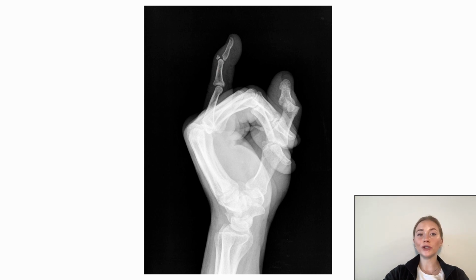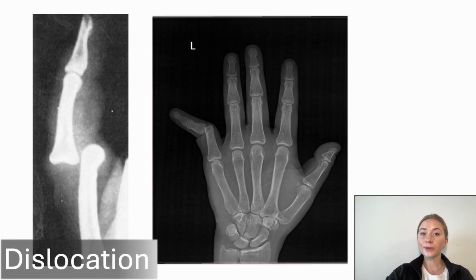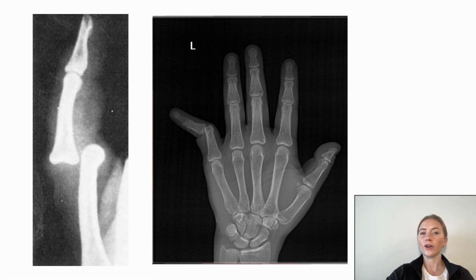However, if there's no avulsion fracture on X-ray, it can still be a mallet diagnosed clinically if the patient is unable to extend the DIP joint. Dislocations of the MCP, PIP, and DIP joints are also identifiable on X-ray. Dislocations can be dorsal, volar, or lateral, but dorsal is most common for all three joints.